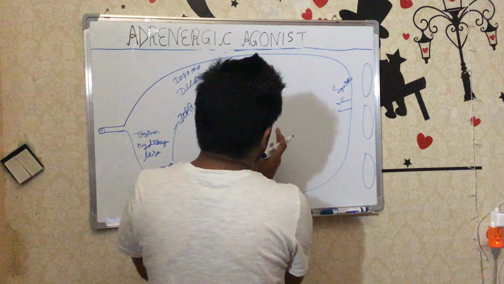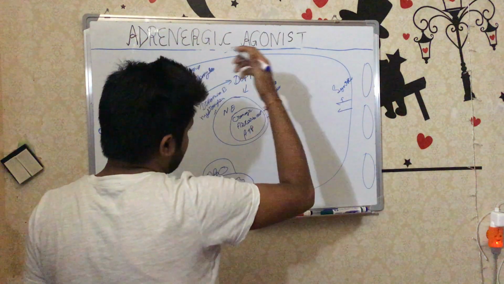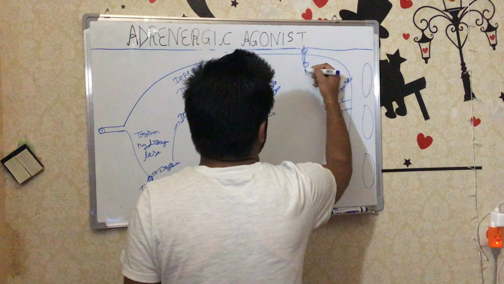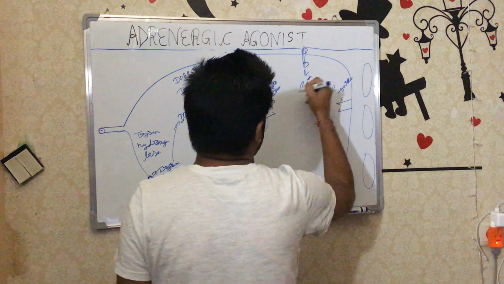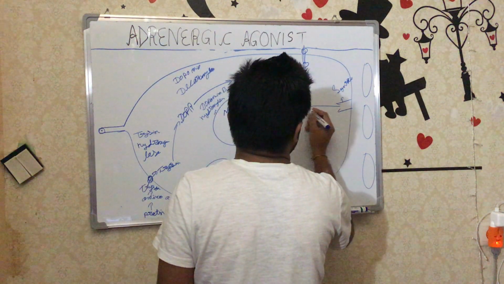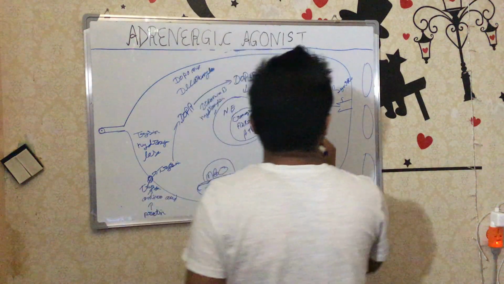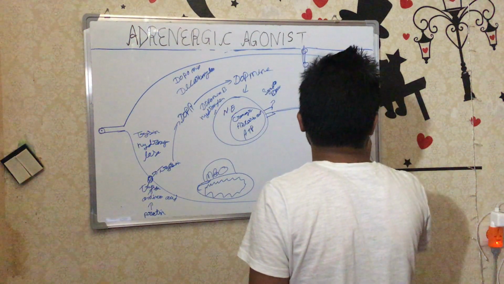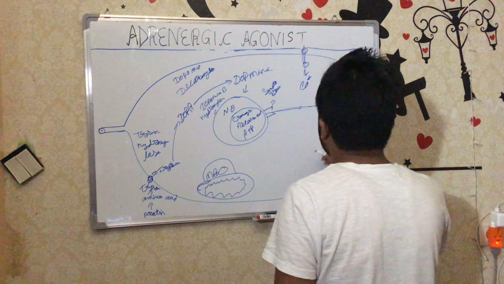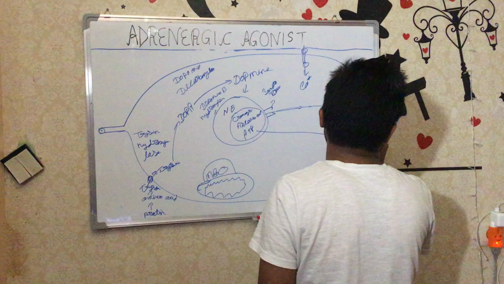But norepinephrine has to go outside, into the synaptic area. So for it to go out of the synaptic vesicles, it needs calcium. By the help of calcium, whenever calcium comes inside the cell, calcium will attract both syntaxin and synaptobrevin. Whenever they attract each other, norepinephrine is released, and it will come into the synaptic area.